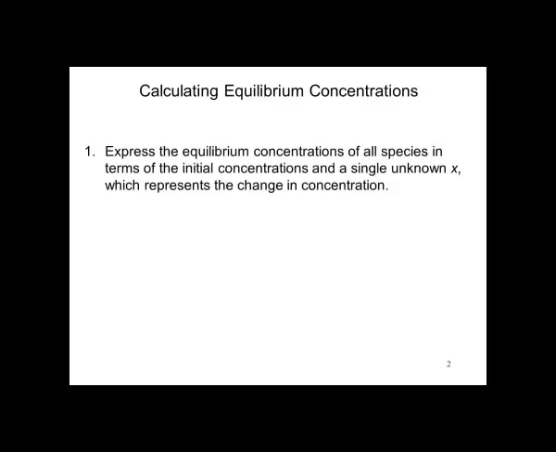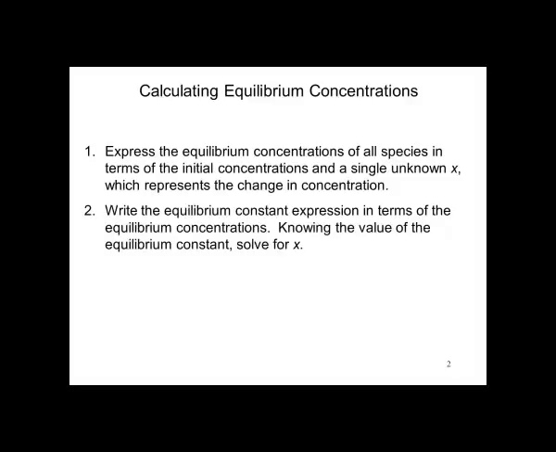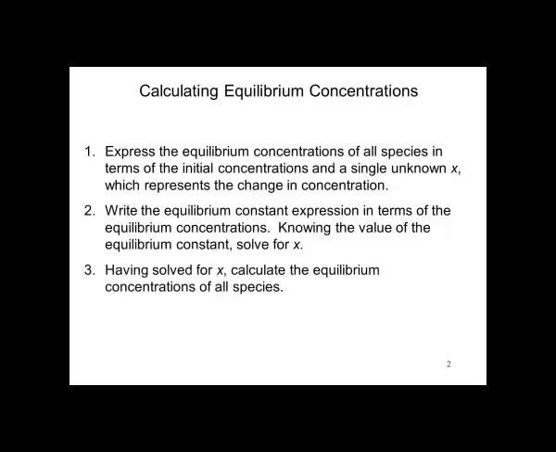Let's turn our attention now to calculating equilibrium concentrations. First thing to do is to express the equilibrium concentrations of all species in terms of the initial concentrations and a single unknown, x, which represents the change in concentration. We then write the equilibrium constant expression in terms of the equilibrium concentrations. Knowing the value of the equilibrium constant, we can solve for x. Having solved for x, we have to calculate the equilibrium concentration of all species.